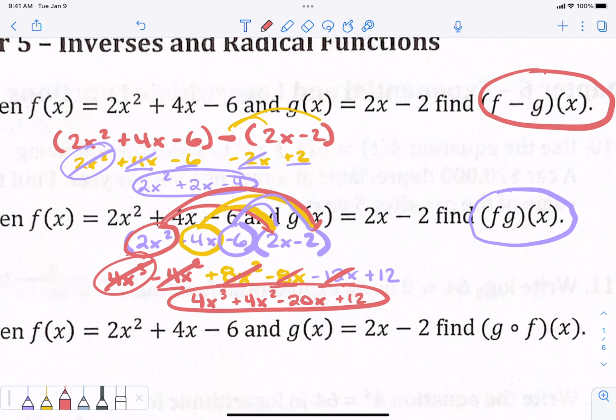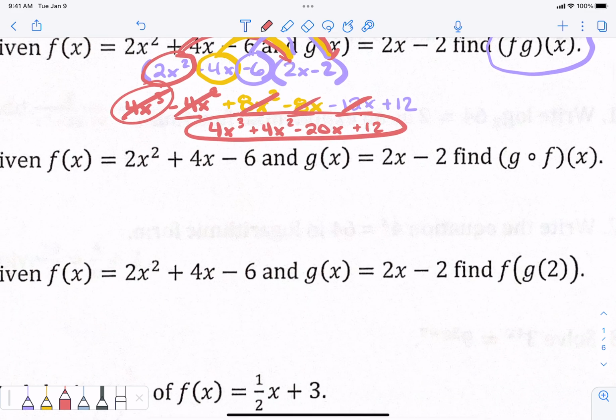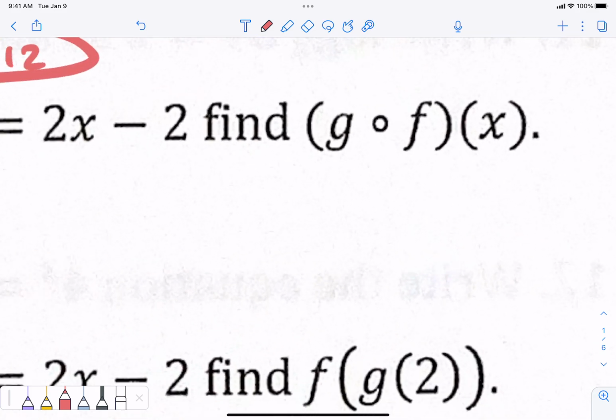All right, ready? This one's a little hard. We still have our 2 functions, but this one says this. Do you remember what this is? What's this little circle mean? What's that little circle? Compose. This is a composition. Okay, and when you compose, you stick one of them inside of the other.